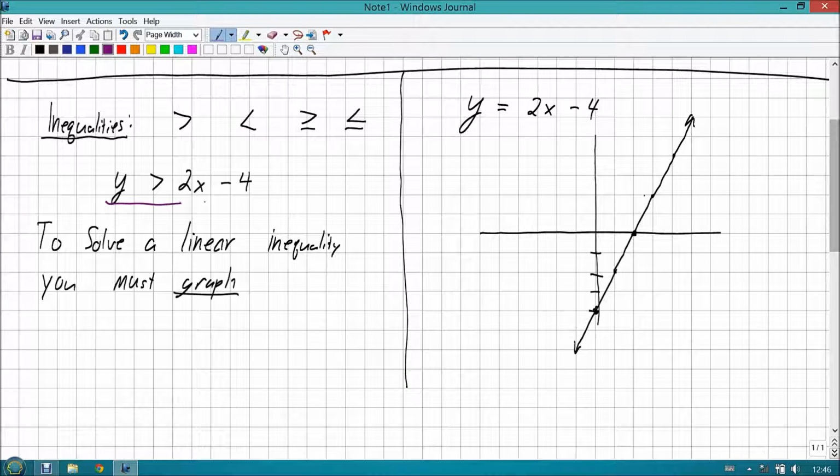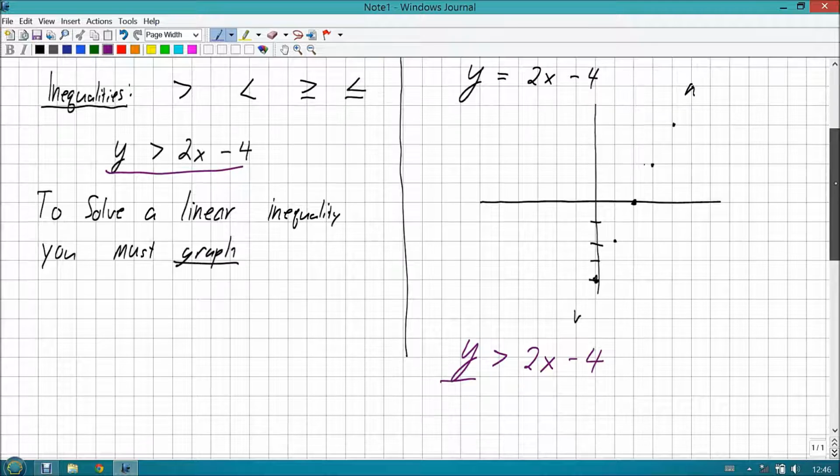However, the example that we have is y is greater than 2x minus 4. Now what this means is that our y value has to be bigger than the 2x minus 4 value. So how do we show that? Well, first, we erase this line here, because we need to find out if it's going to be a solid line or a dotted line. A solid line occurs when you include the points on the line. The dotted line occurs when you do not include those points.